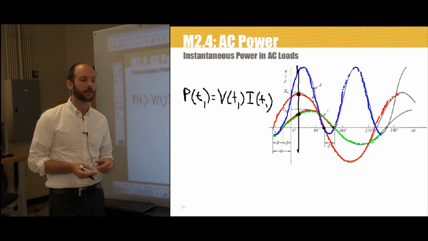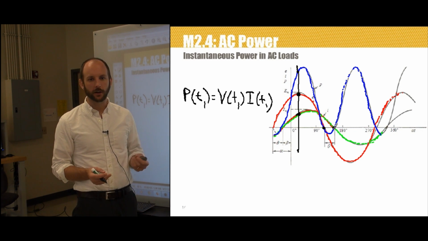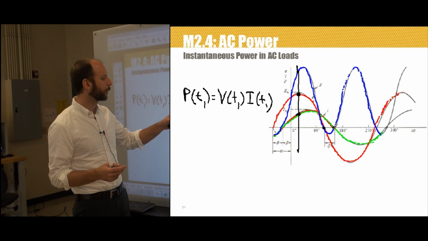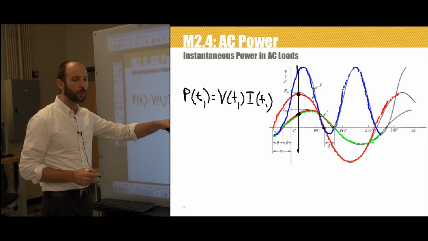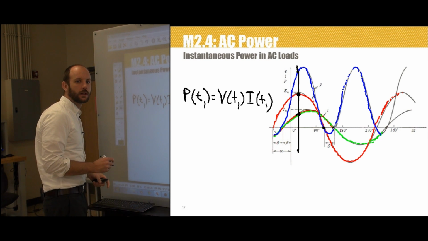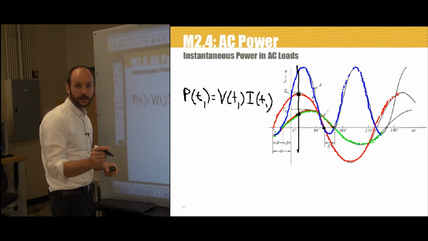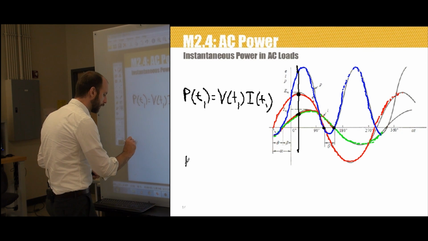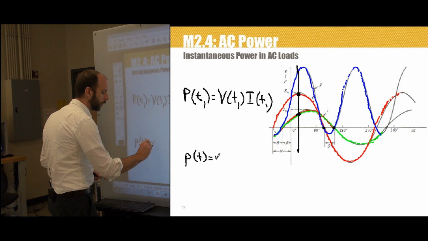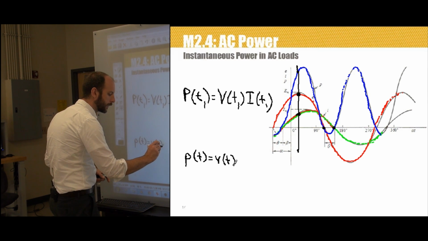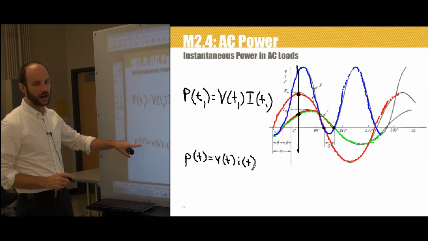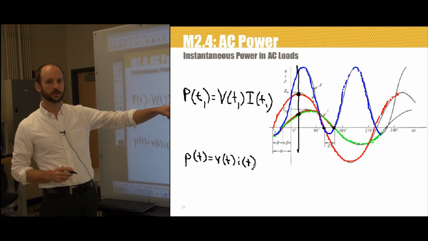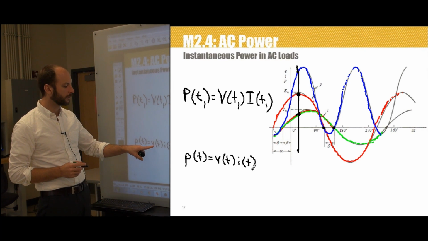Mathematically, the power curve is the result of the multiplication of two sinusoidal quantities. We say that this power curve, the blue curve, is at any time lowercase p of t equal to lowercase v of t times i of t. The time variant power in this circuit is equal to the time variant voltage times the time variant current.